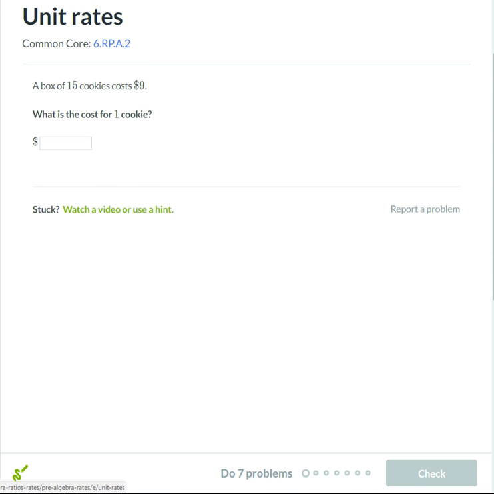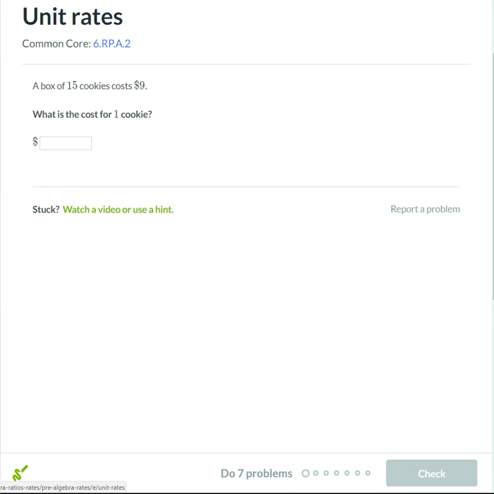So how do you calculate a unit rate? Well, a unit rate is basically a comparison between two different units where the second unit is a 1. And so it's really straightforward. All you have to really do is read the question, and the question will tell you the order that you should compare the numbers in.